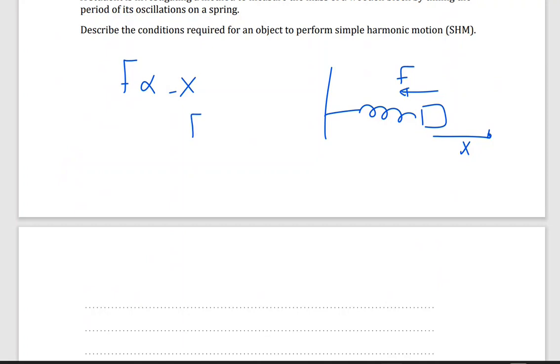And we know from Newton's second law, force equals mass times acceleration. Force is directly proportional to the acceleration. That means the acceleration is directly proportional as well to the displacement in the negative direction.